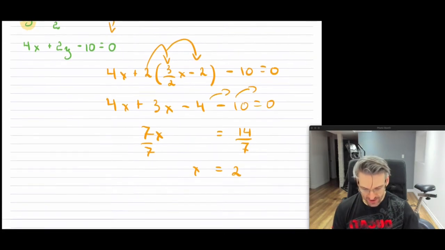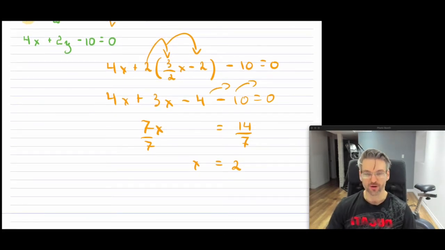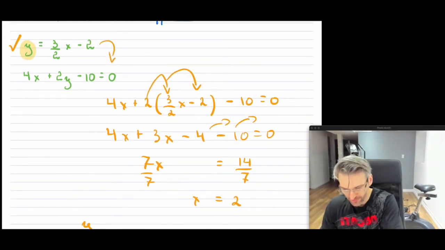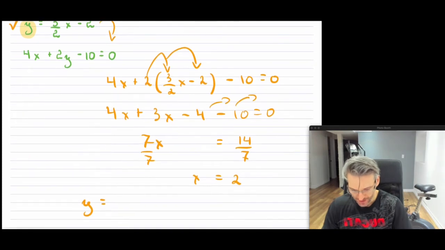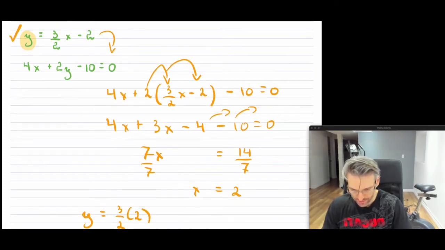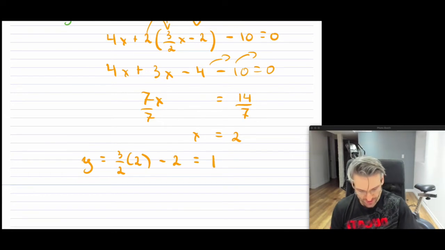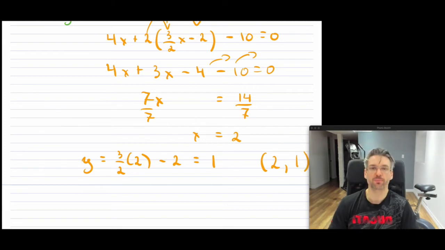And now next, my answer, in terms of what is y, because right here, I've already isolated it for y. So this is 3 over 2 times 2, minus 2 equals, and now I can find out what my y is. Well, the 2's will cancel, so it's just 3 minus 2, which is 1. So my answer overall is (2, 1), the point where the 2 lines will intersect.